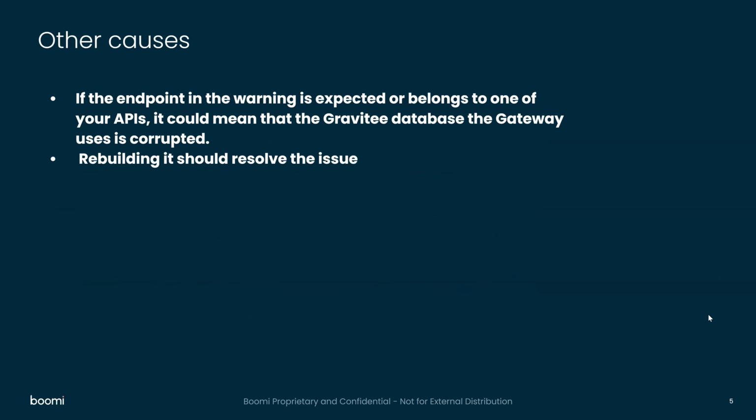Right. And there's one other case that we see for this. If you get that warning and it's an endpoint that you expect, like one for an API that's deployed, it could be that your Gravitee database is corrupted and you would want to rebuild that. Steps for rebuilding that will be in the video's description, along with steps on what the API_gateway logs are and what they represent, as well as the API_gateway.access logs, what they represent, and how to properly read them.